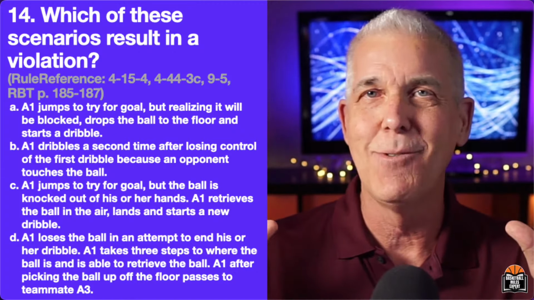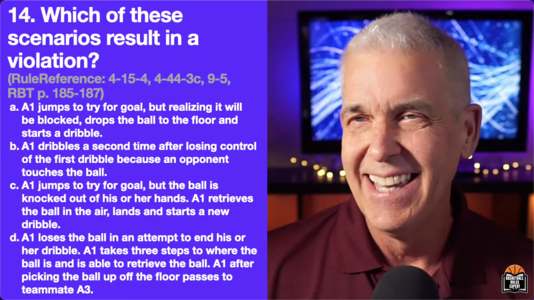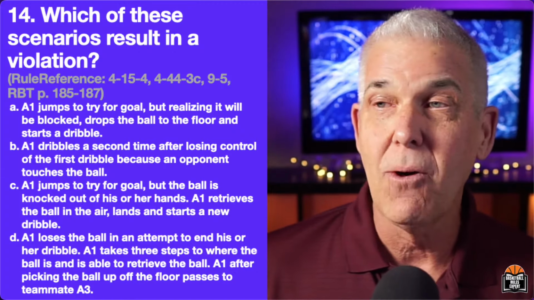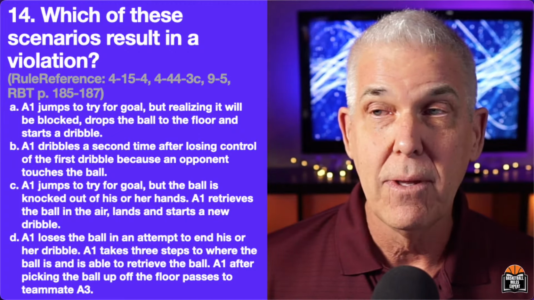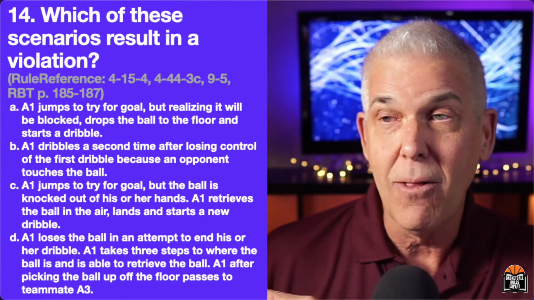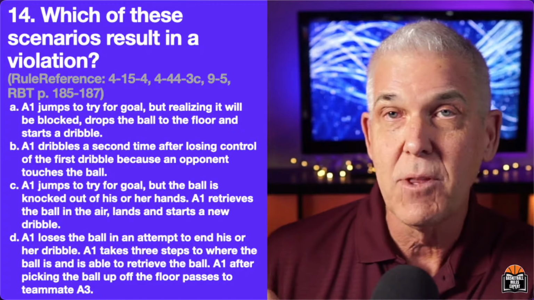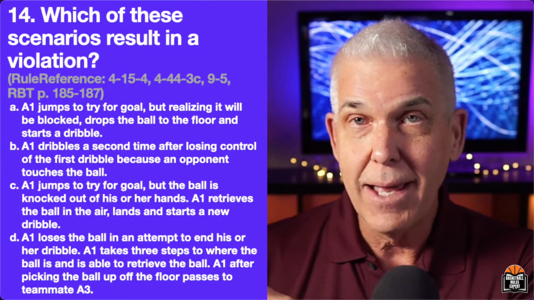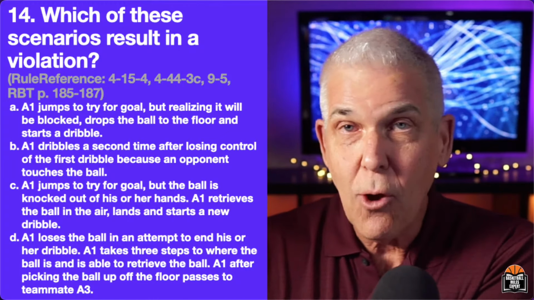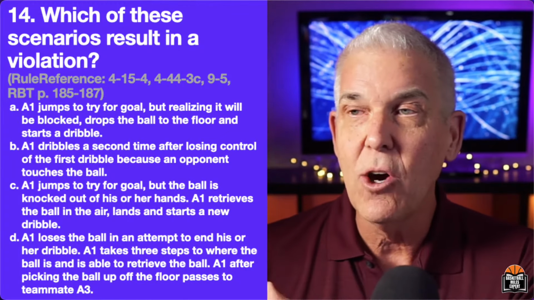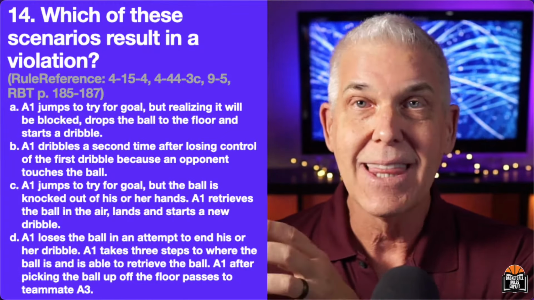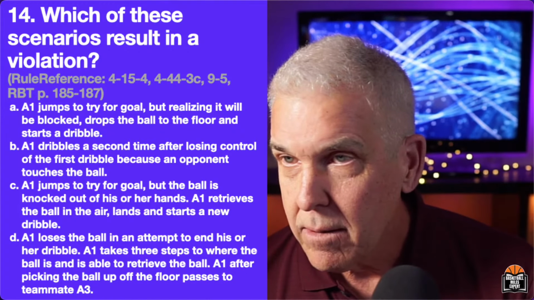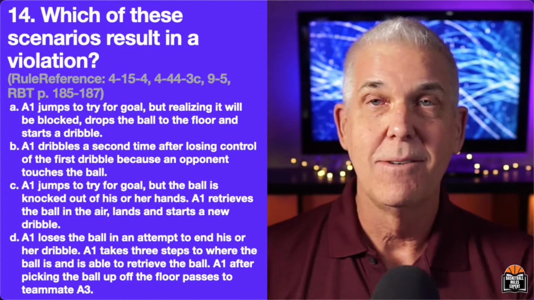That's going to be one that everybody in the gym brings a lot of energy. D, A1 loses the ball in an attempt to end his or her dribble. It takes 3 steps to where the ball is and is able to retrieve the ball, right? They're dribbling. They try to end their dribble, right? But they can't control it. It bounces away. They go and retrieve it. Legal. Oh, wait. And then they pass it, right?